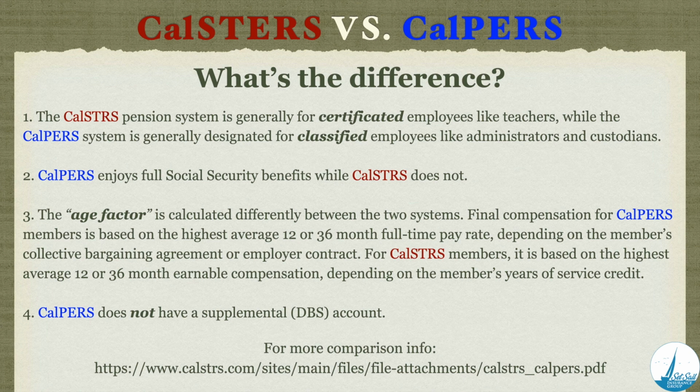The age factor is also calculated differently between the two systems. Final compensation for CalPERS members is based off the highest average of 12 or 36-month full-time pay rate, depending on the member's collective bargaining agreement or employer contract. For CalSTRS members, it's based off the highest average of 12 or 36-month earnable compensation, depending on the member's years of service credits. Additionally, CalPERS does not have a supplemental DBS account, which we'll get into a little later. There are other differences between these two systems, but these are the most important ones in my opinion. If you'd like a full list of the different comparisons, you can go to this link here.